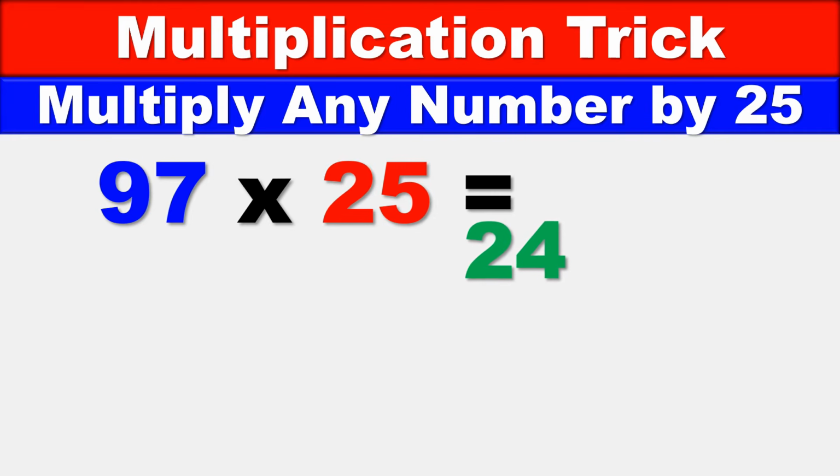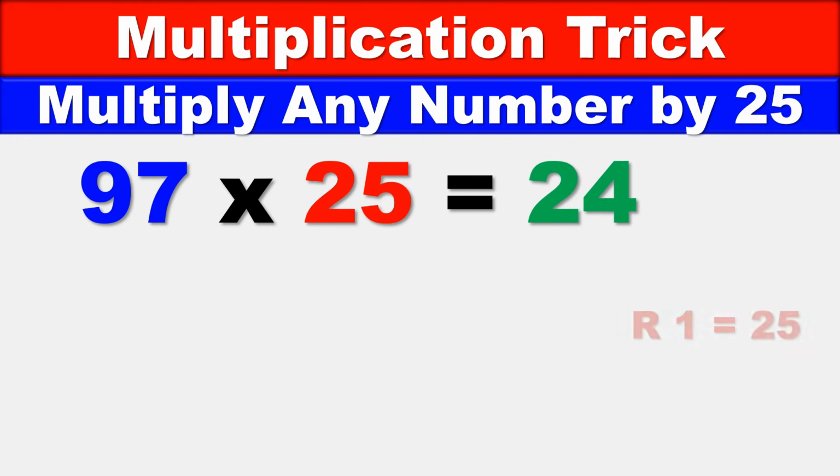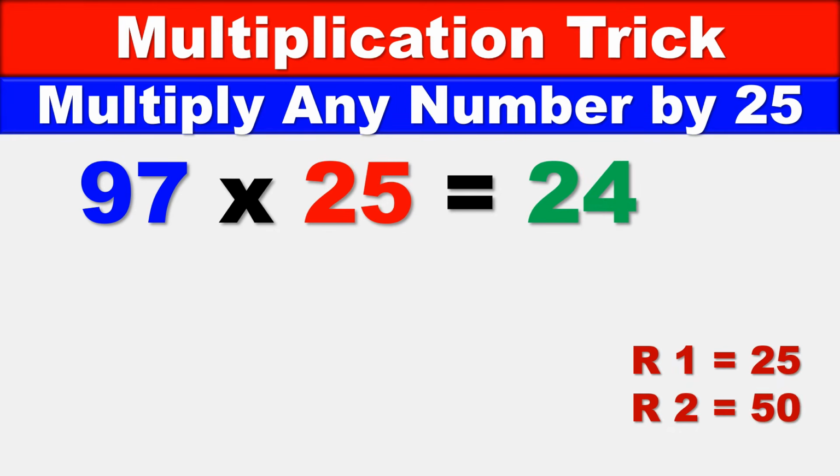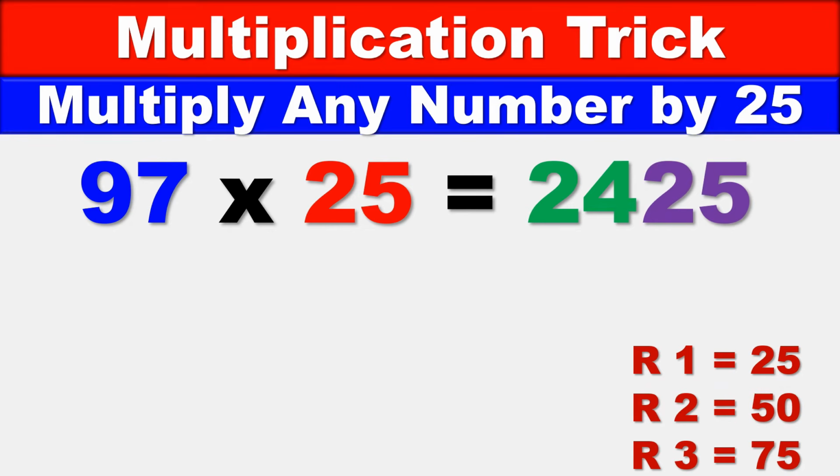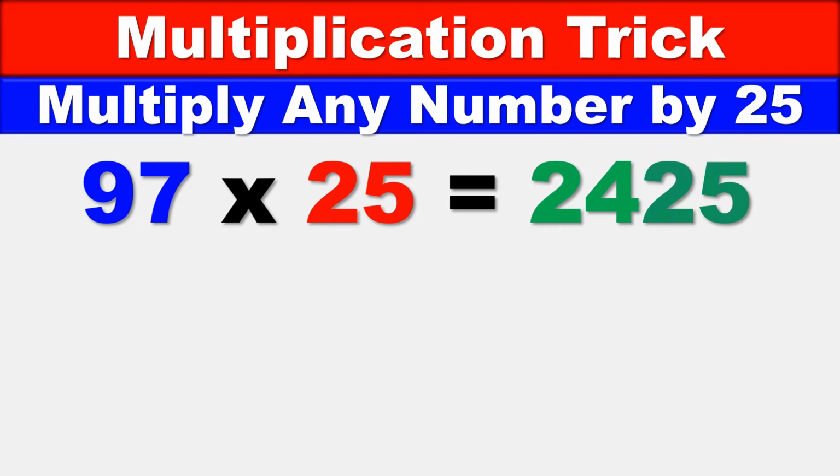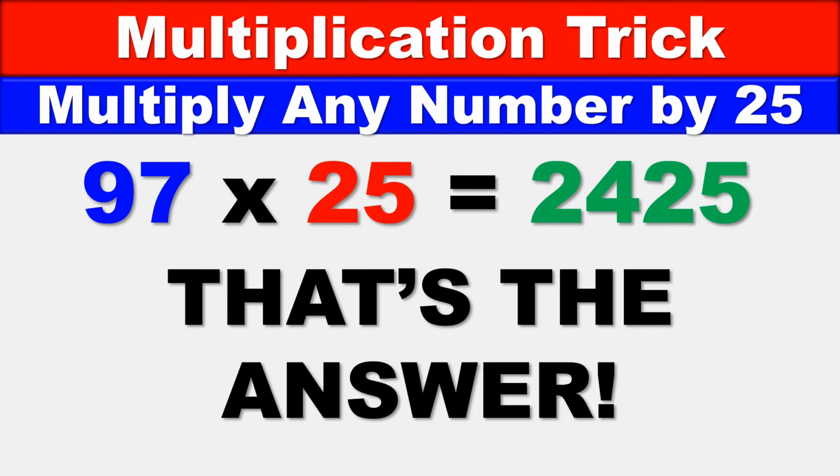So, since 97 divided by 4 will leave us with a remainder of 1, that means we must put 25 at the end, which means 97 times 25 is 2,425, and that is the answer. Let's take a look at another example.